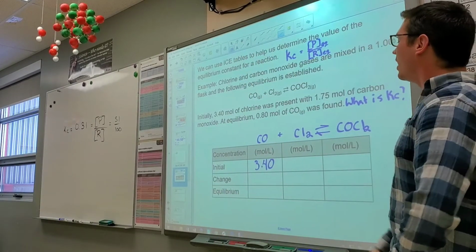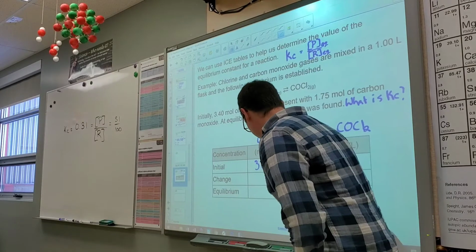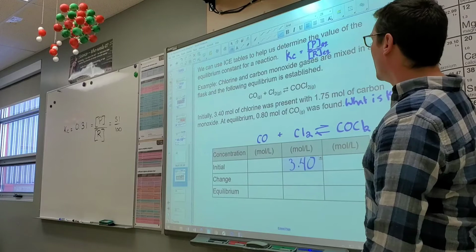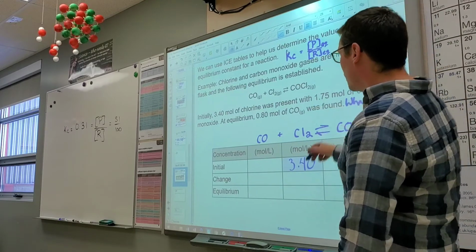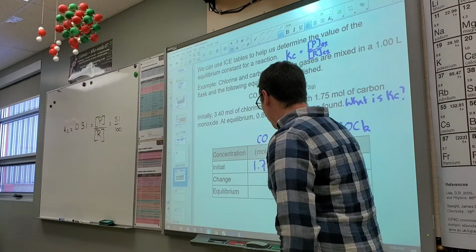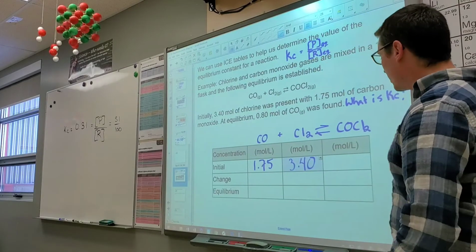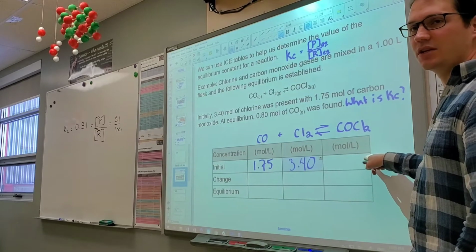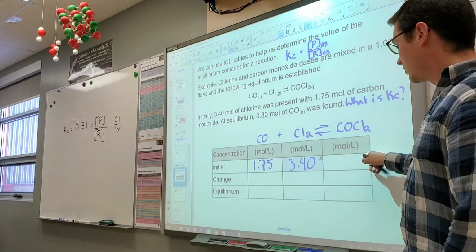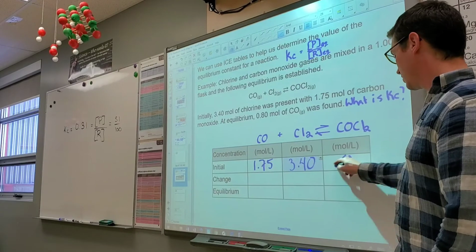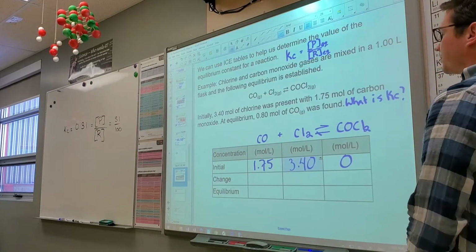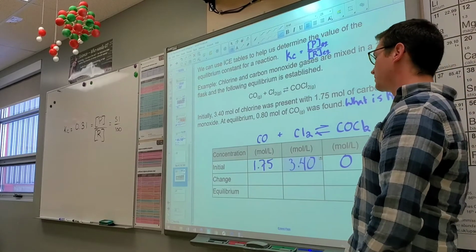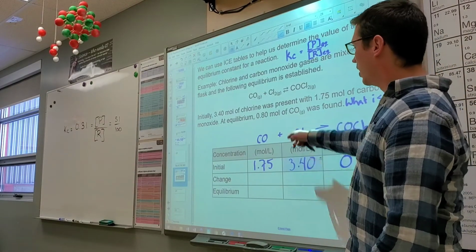Good, awesome. At chlorine, nope, that's supposed to go under chlorine. That's my bad. 1.75 moles of carbon monoxide, 1.75 moles divided by 1 liter. Good. Now, Chelsea, what are we supposed to do? Does it say anything about our product initially? No. So what can we assume it is? 0. Good. What's the only equilibrium value they give us? Carbon monoxide.